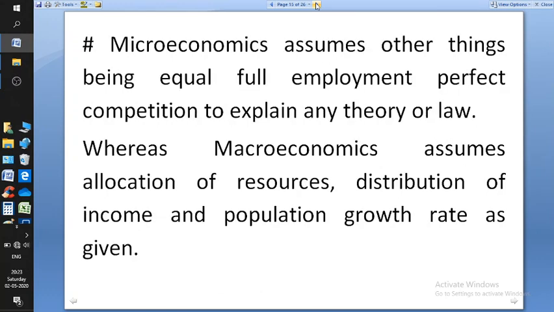Microeconomics assumes other things being equal, or ceteris paribus, full employment, and perfect competition to explain any theory or its laws. Whereas macroeconomics does not have those kinds of assumptions, but it assumes the allocation of resources, distribution of income, and population growth as given.